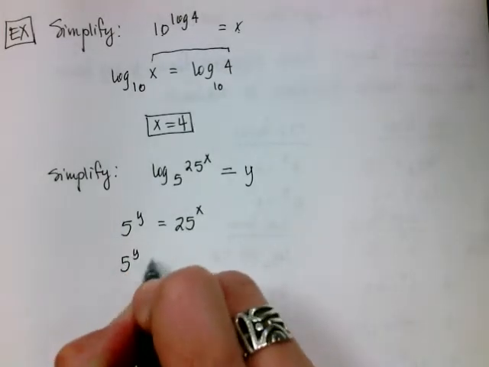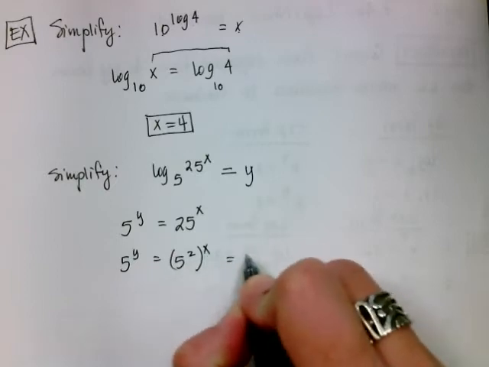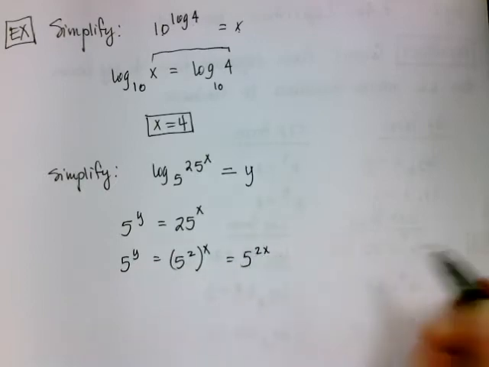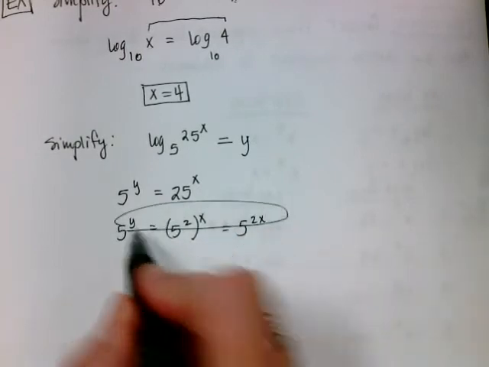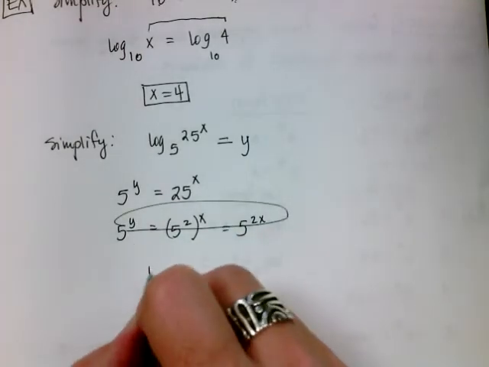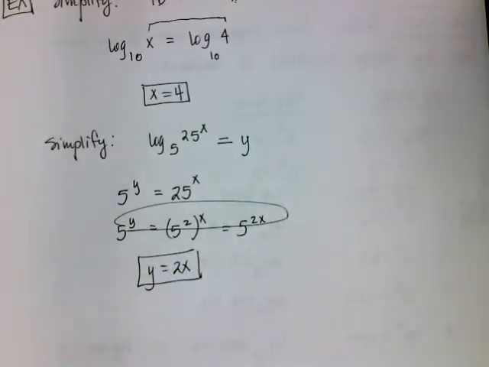The bases need to be the same to solve the baby equation at the top, so I would get 5 to the y is equal to 5 squared to the x, which becomes 5 to the 2x, because a power to a power is multiply. Now I can solve the baby equation at the top, and I get y is equal to 2x. So logarithms are really kind of fun to solve.